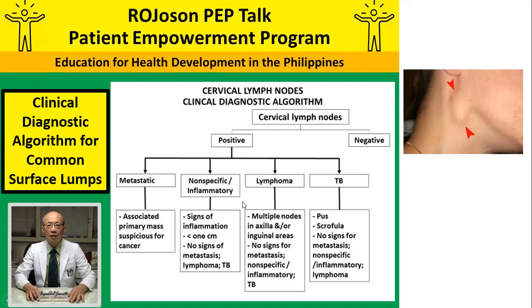So, ang pinaka-common dito will be the non-specific inflammatory. Kadalasan kasi may ubot-sipon tayo, usually lumalaki yung mga kulani, but you don't have to worry, usually nawawala sila. Kung hindi naman sila nawawala, usually hindi naman lumalaki. The next most common will be metastatic na. Lymphoma is not so common. TB, as I said, nowadays is not very common. Dati-dati very common siya.